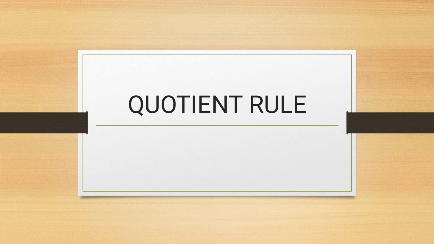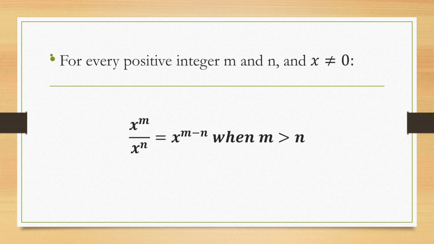Today, let's talk about the quotient rule. To divide exponential expressions with like bases, subtract the exponent in the denominator from the exponent in the numerator. There are quotient rules for exponents to follow. For every positive integer m and n, and x is not equal to 0, quotient rule number 1.